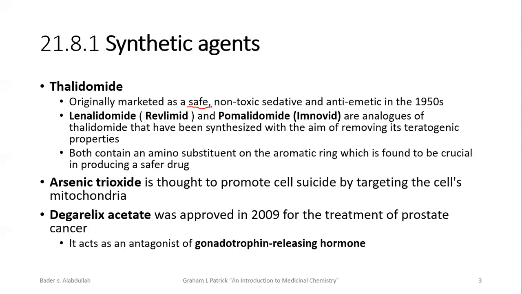But again, because of its teratogenic effect in the past, other agents like lenalidomide, the Revlimid, or pomalidomide, the Imnovid, have been synthesized. These are analogs of thalidomide with the aim of removing its teratogenic properties. Both of these agents contain an amino substituent on the aromatic ring, which is found to be crucial in producing a safer drug. So just one addition, they just added one group that resulted in a relatively safer drug.